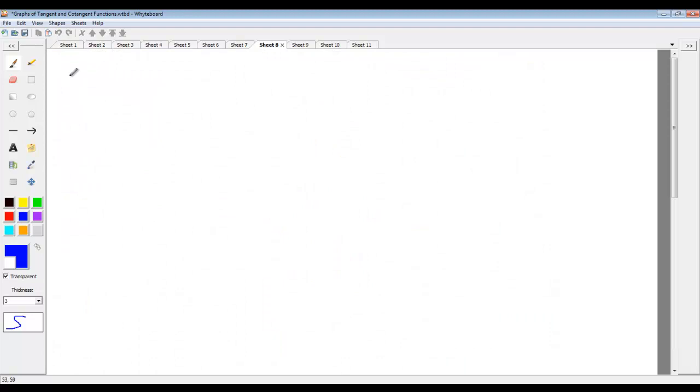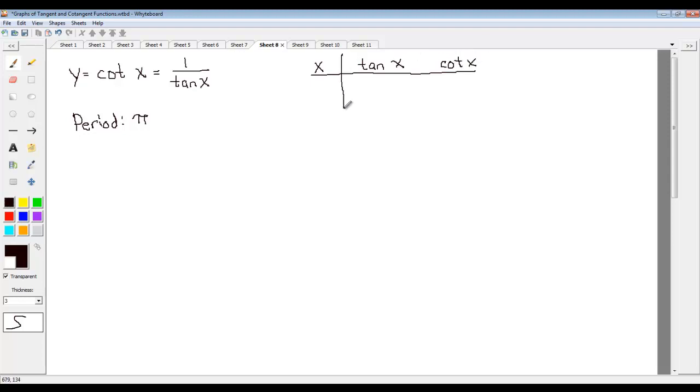Let's talk about cotangent next. Now cotangent goes well here because it is the reciprocal of tangent. Just like tangent, the period's going to be pi. But let's do a little table and think about what's happening here. If x is 0, tangent is 0, the cotangent is going to be 1 over 0, which is undefined.